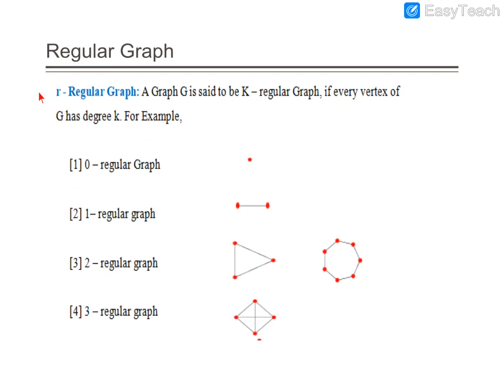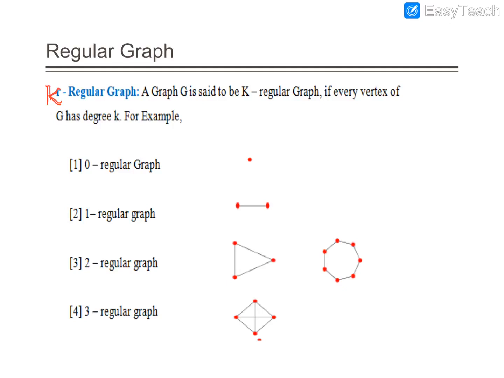Now the regular graph. A graph G is said to be a K regular graph or R regular graph if every vertex of G has degree K. For example, a 0 regular graph. Here there is only one vertex in the graph and no edges connected to this vertex. Therefore, it is a 0 regular graph.